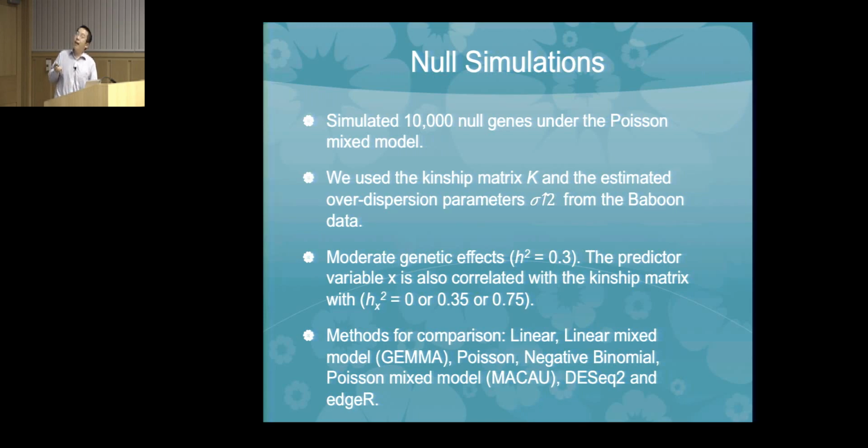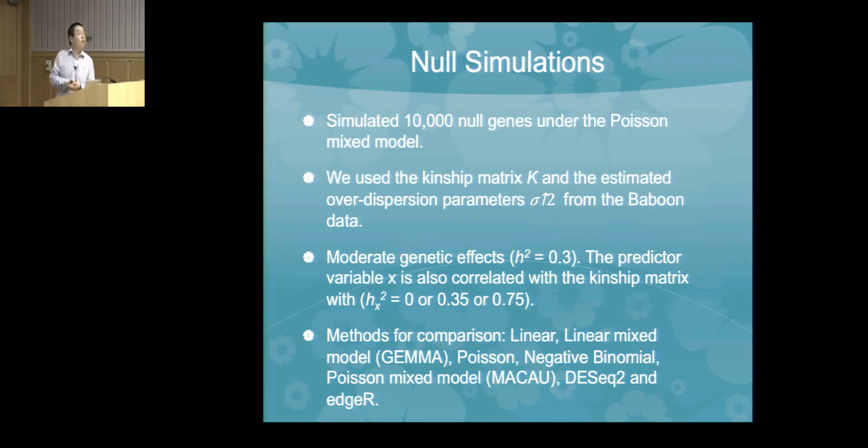And then we simulated this bunch of different settings, and all those settings have either 0, moderate, or large genetic effects. So we fixed the heritability equal to 0.3, or we also checked whether it changes when h squared equals 0 or 0.6. Besides that, we also make sure that the predictor variable x is correlated with the kinship matrix, so that it also has heritability equal to either 0, 0.35, or 0.75.